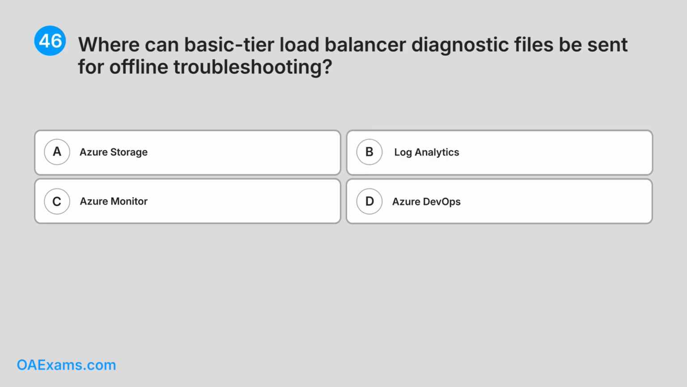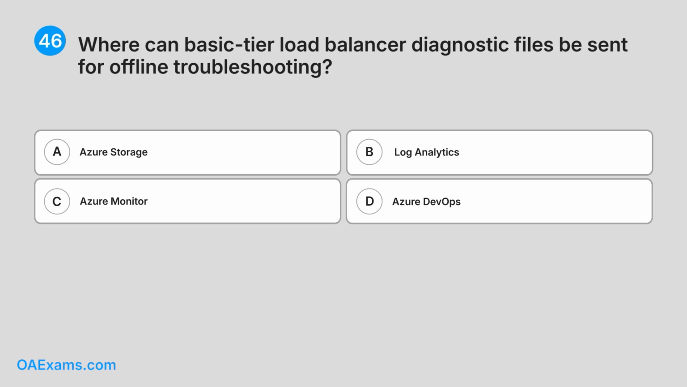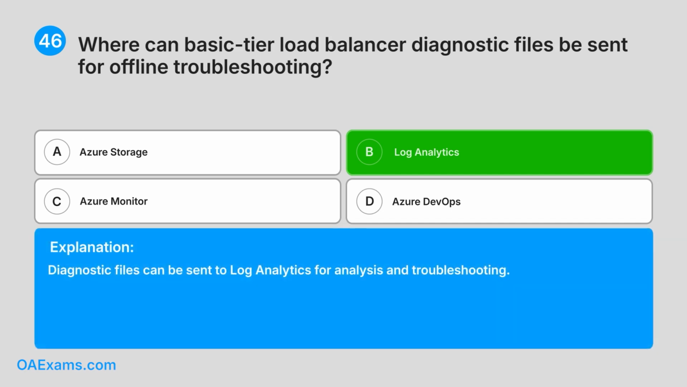46. Where can basic tier load balancer diagnostic files be sent for offline troubleshooting? A. Azure Storage. B. Log Analytics. C. Azure Monitor. D. Azure DevOps. Can you guess the answer? Correct answer: B. Log Analytics. Explanation: diagnostic files can be sent to Log Analytics for analysis and troubleshooting.